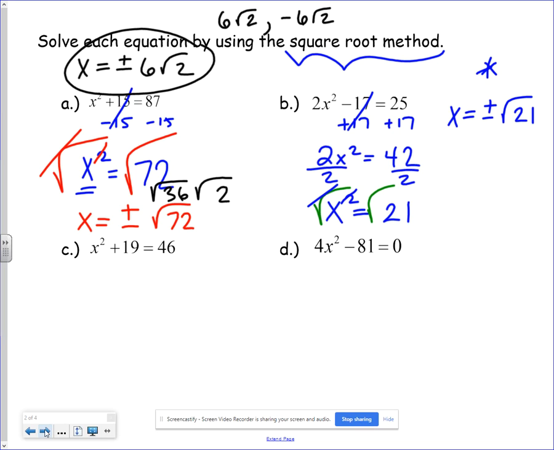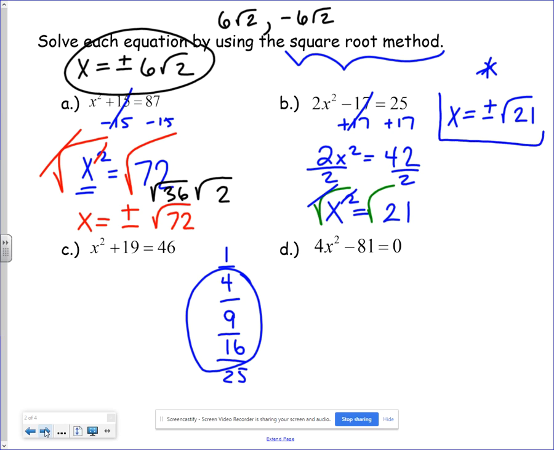Now, if you think about our perfect squares, we've got 1, but 1 really doesn't count, that goes into everything. Then we've got 4, 9, 16, 25, right? So 4, 9, and 16 are the only numbers that could possibly divide into 21. Does 4, 9, or 16 divide into 21? It doesn't. So 21 doesn't have a perfect square that goes into it. So you can't reduce the square root of 21. It's already simplified. So this is your answer. x equals plus or minus the square root of 21. You just leave it like that.